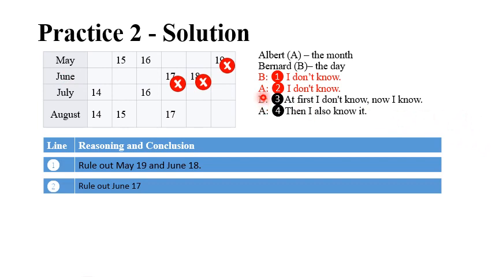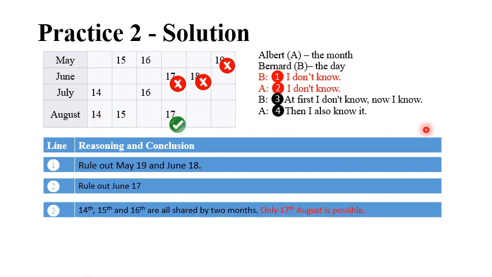Next, Bernard said, now I know. Bernard is having the day, so we check through the days. 14, 2 options, 15, 2, 16, 2, and 17 is the only option, 17 August. So now we arrive at the birthday for Cheryl, which is August 17.